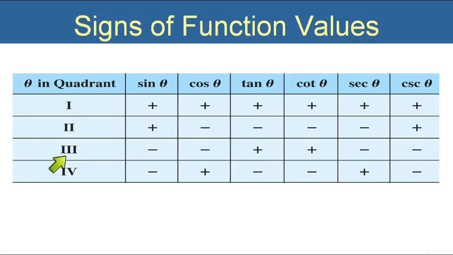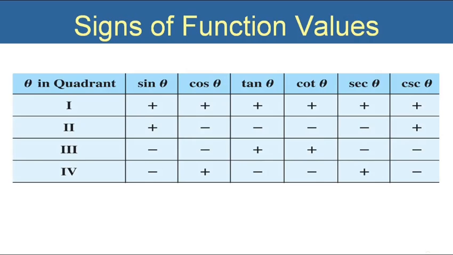In the third quadrant, we have negative x and negative y. So y over r is negative, x over r is negative, but y over x is negative over negative, which is positive. So if tangent is positive, then cotangent is positive. If cosine is negative, so is secant. If sine is negative, so is cosecant. And in the fourth quadrant, we have positive x but negative y. That means y over r is negative, x over r is positive, y over x is negative, and then the reciprocals, you can see how they follow the same pattern.